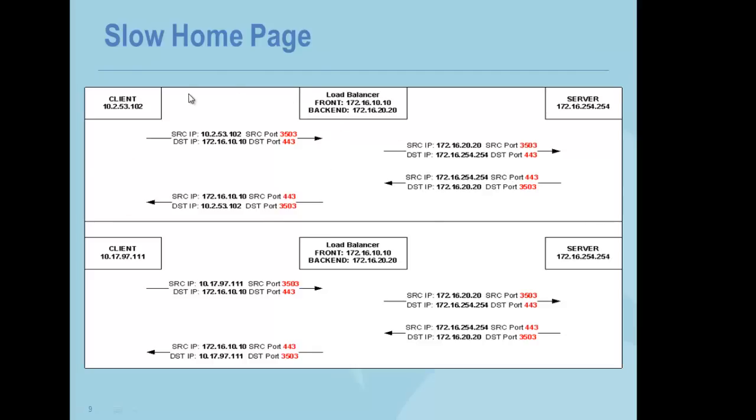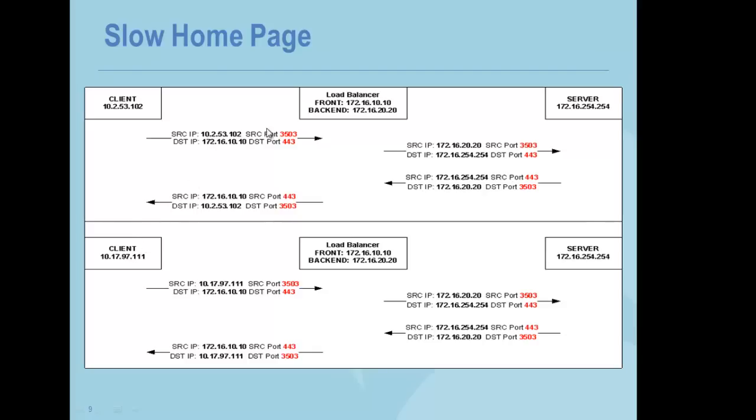Here's my load balancer. 102 is the client. The front end, the VIP, is 10.10. The SNAT, the source NAT, is 20.20. I can't imagine how painful this one was to scrub. And the server is 172.16.254.254. I made these numbers so that they jump out at you. So just concentrate: 254.254 is the server, 10.10 the front end, 20.20 the SNAT, and 102.111 is the client.